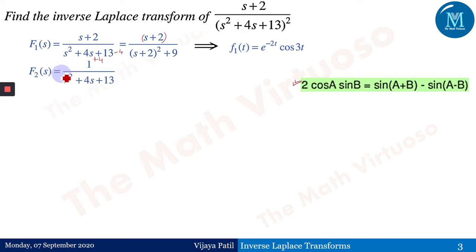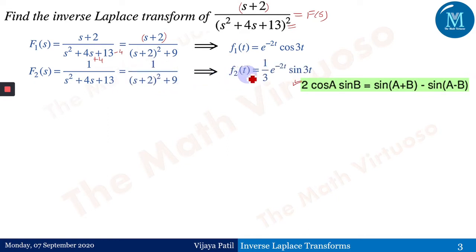Similarly, f2 is, now we have got a square here in the denominator, and this numerator is only power 1. We have already taken this s plus 2 into f1. So the next is 1 upon s square plus 4s plus 13, because f1 times f2 should give us this given capital F of s. Again completing the square, we get f2 of t as 1 by 3 times e to the power minus 2t sine of 3t.